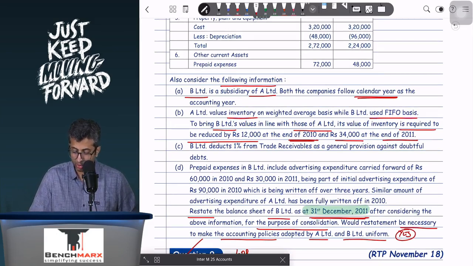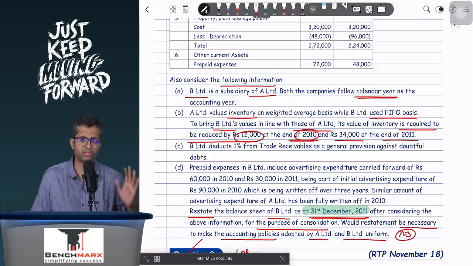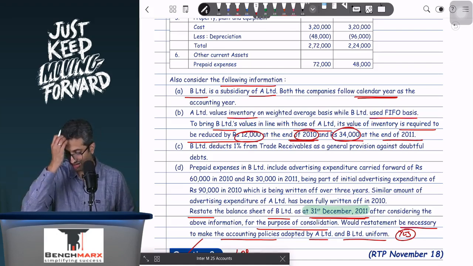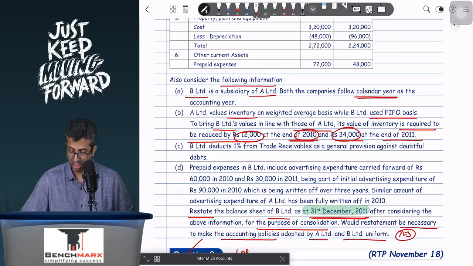That is fine. To bring B's values in line with A, the value of inventory is required to be reduced by 12,000 at the end of 2010. Well, you don't have to prepare anything at the end of 2010, and 34,000 at the end of 2011. So you'll have to reduce the inventory by 34,000, and hence your entry will be: account debit to inventory, 34,000. Now, what will you debit?